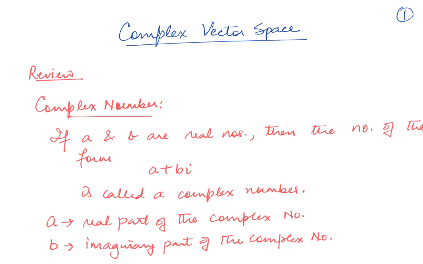A complex number is given by the expression a plus bi, where a and b are real numbers and i is given by square root of minus 1. So there are specific things. A is called the real part of the complex number and b is called the imaginary part of the complex number. These complex numbers, remember, came into existence because we never had the scenario of a square root of a negative number. So that's where complex numbers came into being.